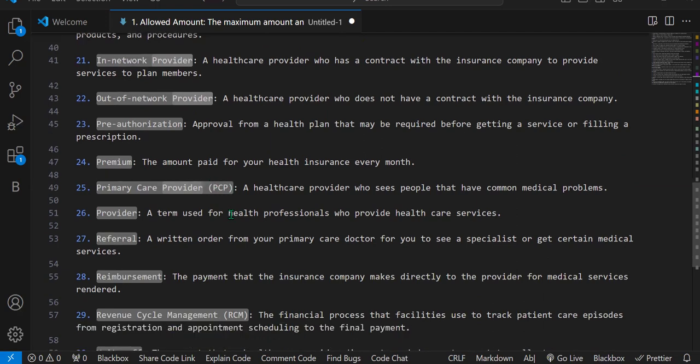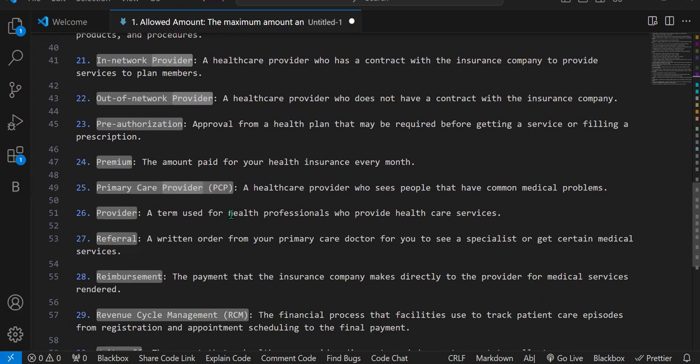Primary care provider: a healthcare provider who sees people that have common medical problems. What is PCP? PCP is nothing but an RMP doctor, a healthcare provider who sees people that have common medical problems like fever, cough, cold. All these things come under PCP. It is nothing but an RMP doctor.